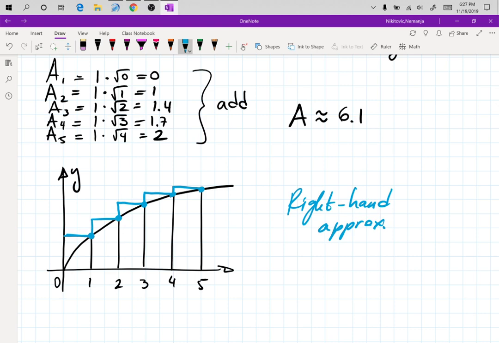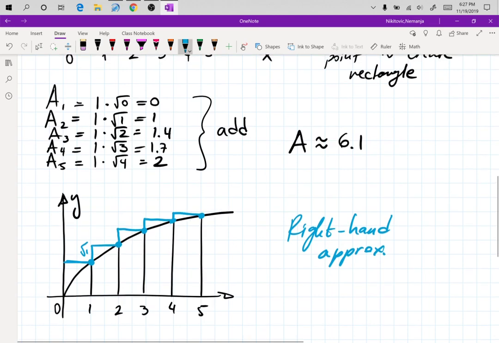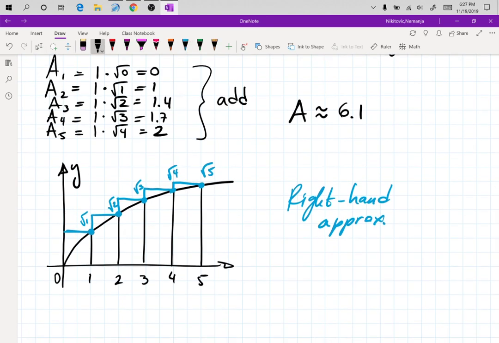Now we see that we have, in this particular case, more area than we need, right? And because we have more area, this calculation is going to overshoot the area, which means that the true area is going to be in between the two numbers, right? Now, what are the values I'm using? Well, this time I'm using square root of 1, square root of 2, square root of 3, square root of 4, and square root of 5 for my calculations.